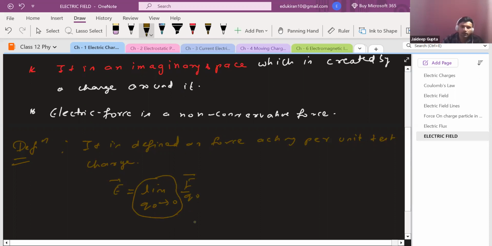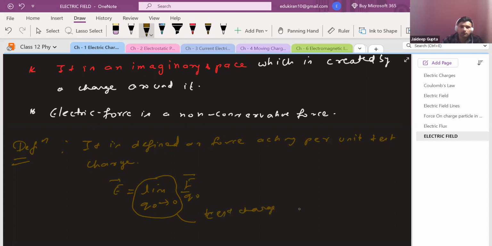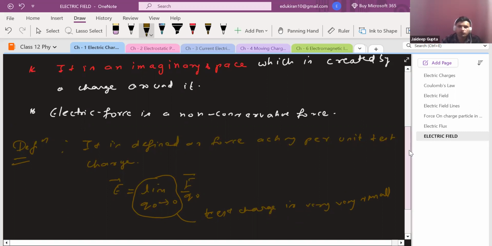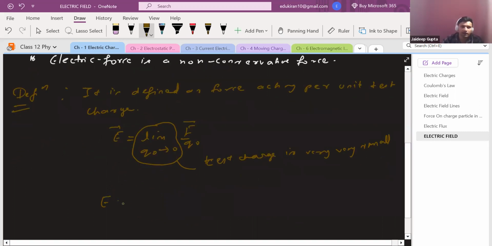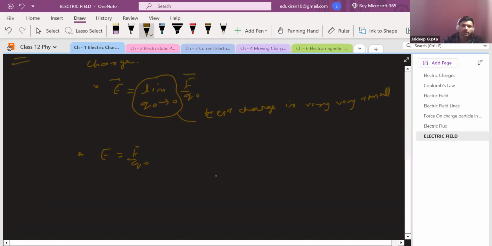What does it imply? It means that the test charge is very, very small. The test charge also creates its own field around it, but the intensity of the field created by the test charge is almost negligible compared to the source charge. All right. So it is defined as, and we can write it this way also, F over Q naught. This is the magnitude. Is it okay? Hiram, tell me, is it okay? Yes.